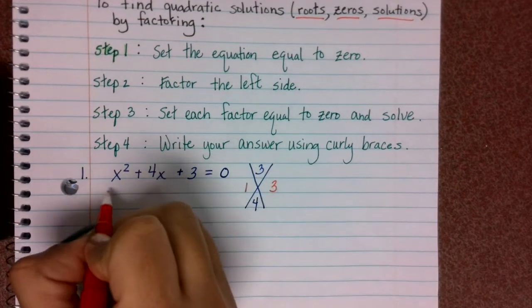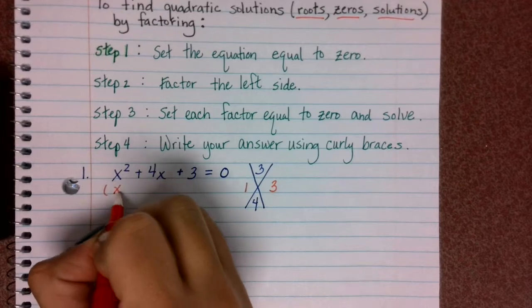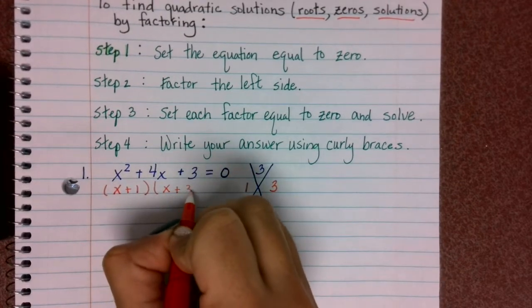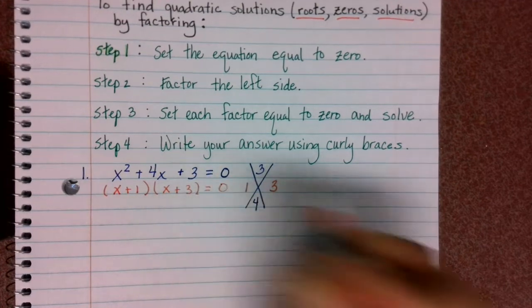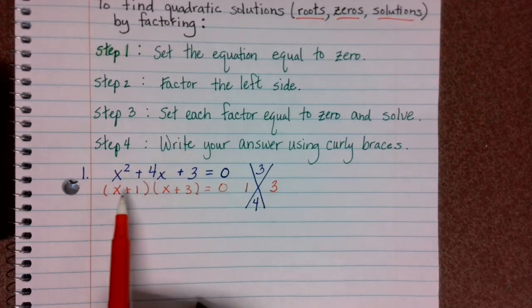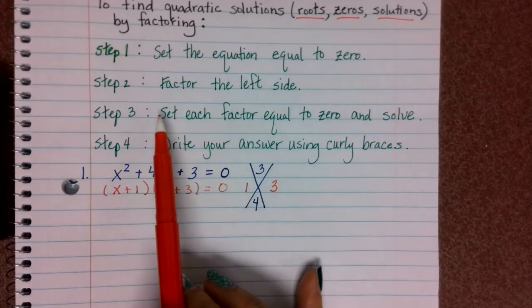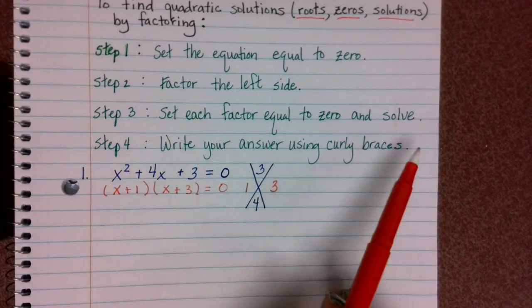So what are my factors? My factors are going to be x plus 1 and x plus 3. We're going to set that equal to 0. So instead of writing the equation, we're going to write it as its factors, a product of its factors. All right, good. Step 3, set each factor equal to 0 and solve.